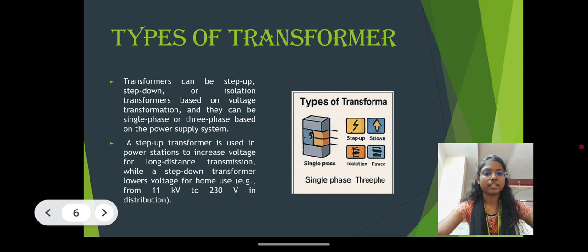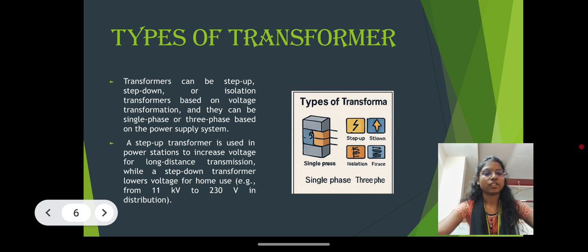Based on voltage conversion, a step-up transformer converts low voltage to high voltage, used in power stations. A step-down transformer converts high voltage to low voltage, used in distribution networks, chargers and appliances. Based on construction, in a core type transformer, windings are placed around the core limbs. In a shell type transformer, the core surrounds the windings from three sides and provides better efficiency.